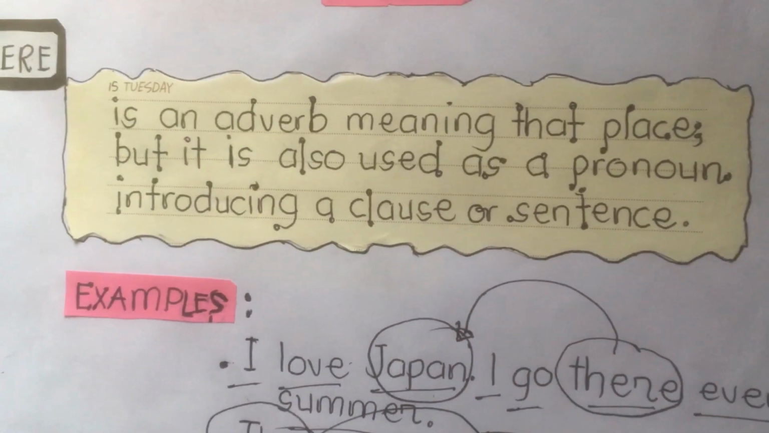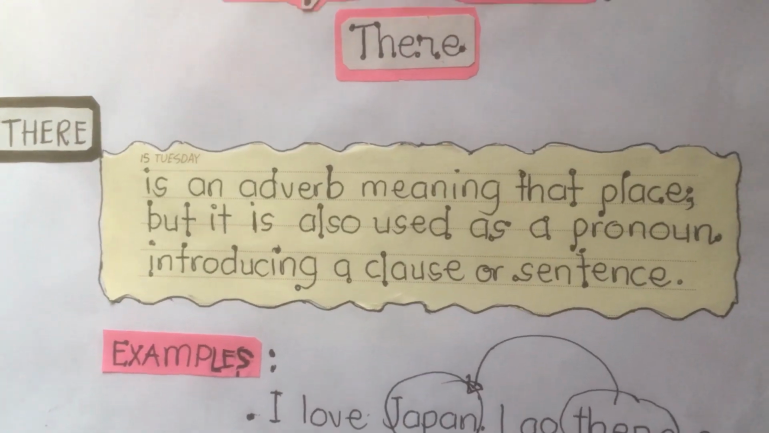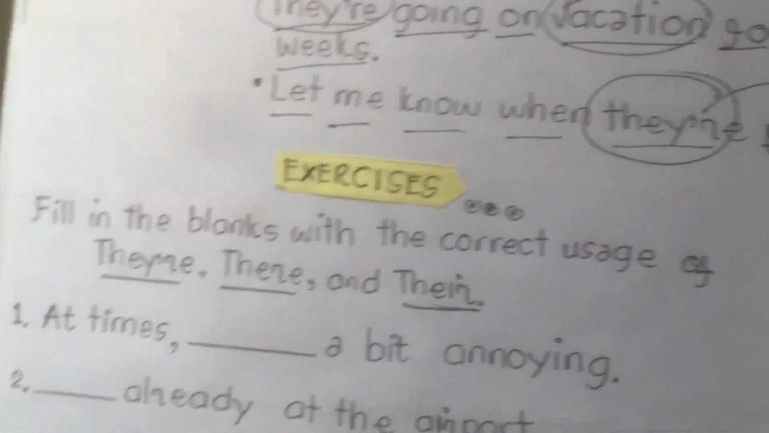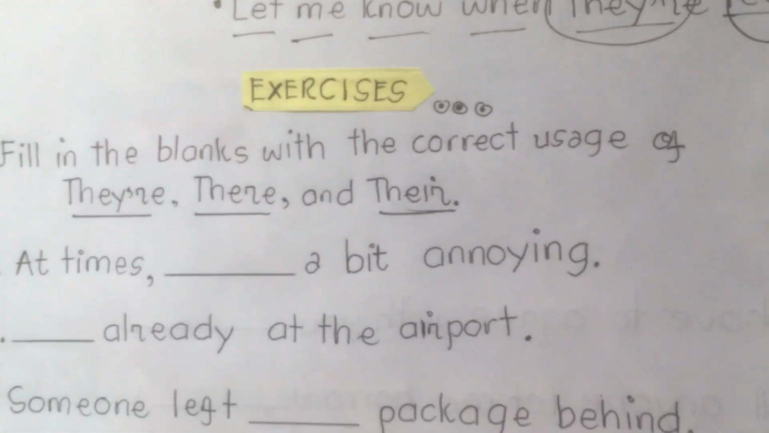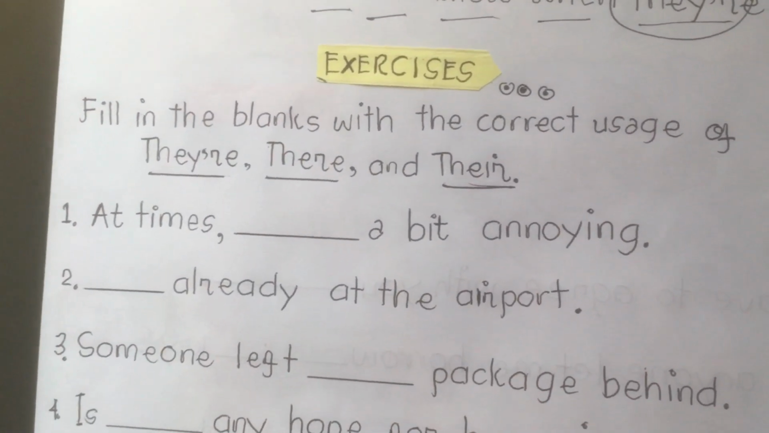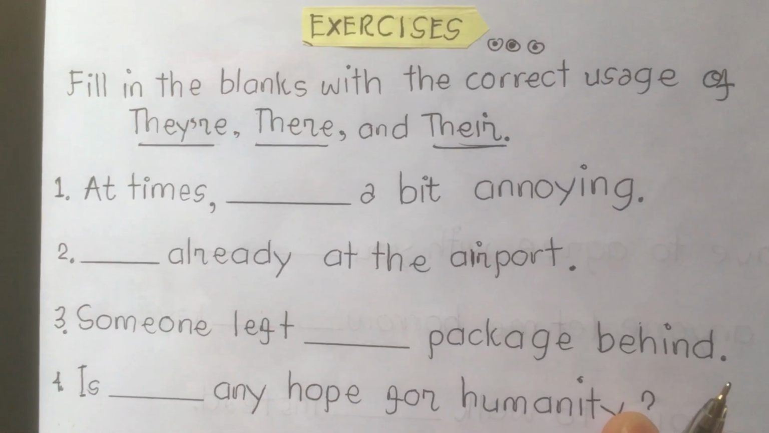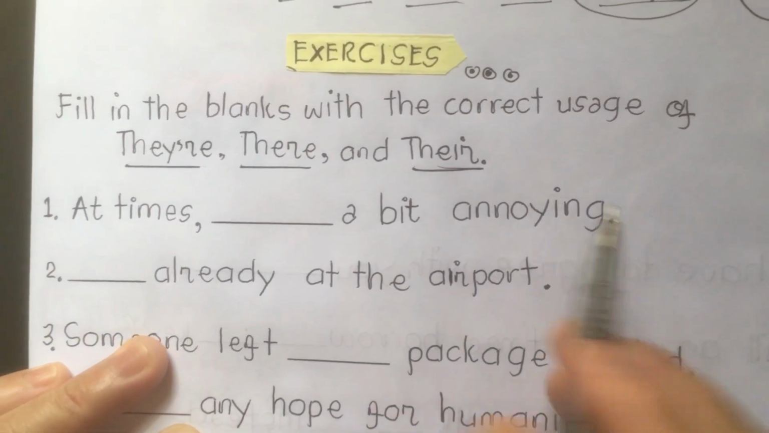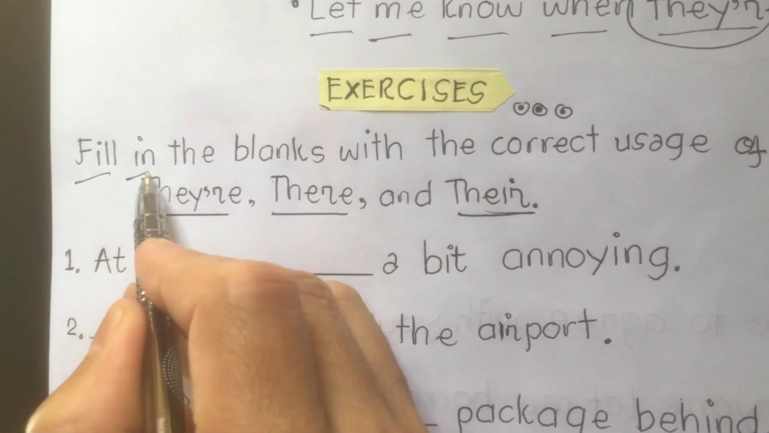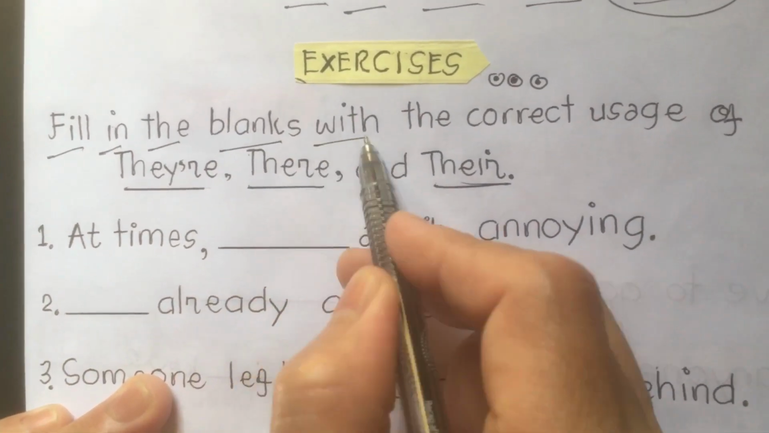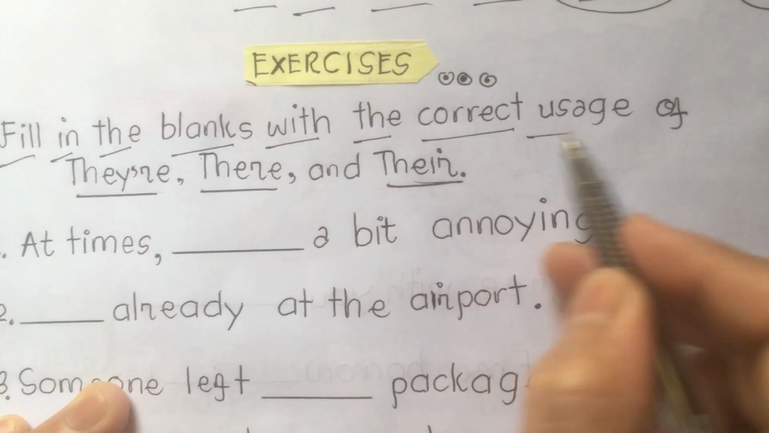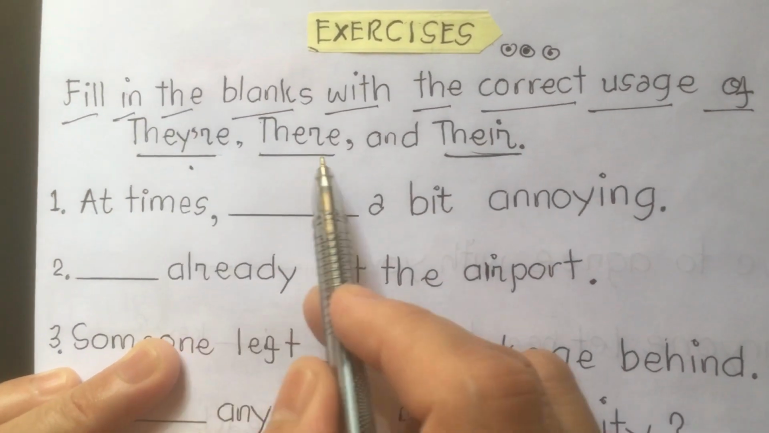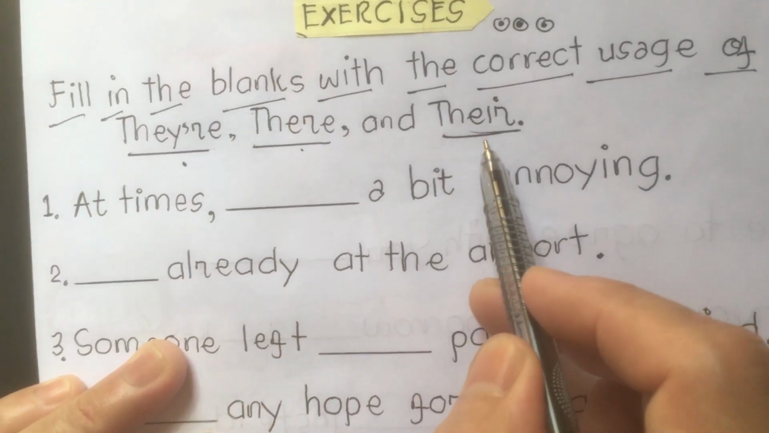Now class, we are going to present our motivation process. Let's have the directions first. Remember, my dear students, don't forget to read the directions, because reading the directions will help you a lot on how to answer the following questions. Number 1, let's read first. Fill in the blanks with the correct usage of they're, their, and there.